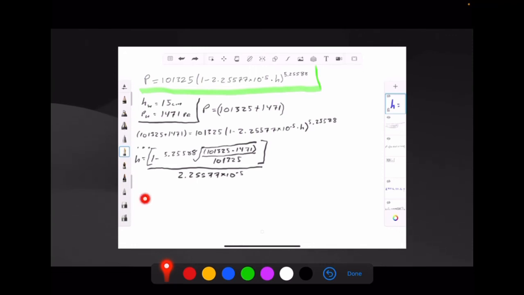Again, sorry, this is pre-recorded, so bear with me for a second. So, I end up getting a change in height, or a change in elevation, of 123.175 meters. So, around 125 meters.